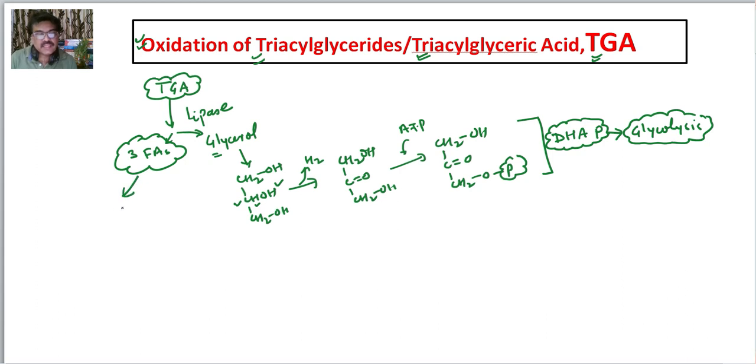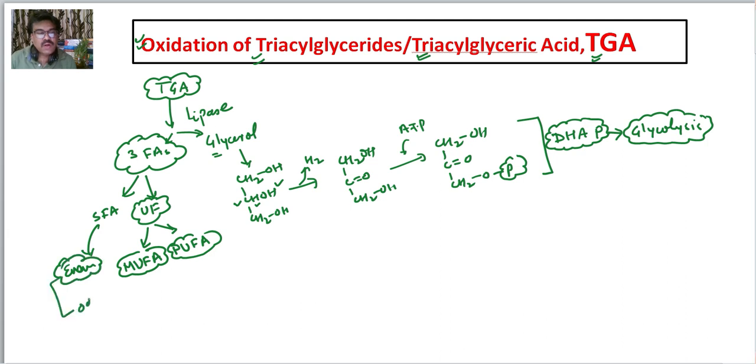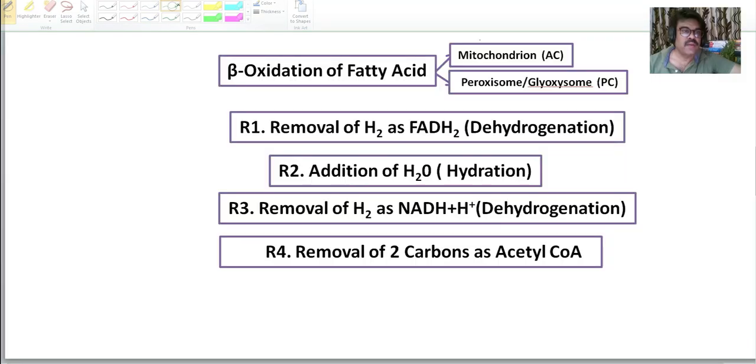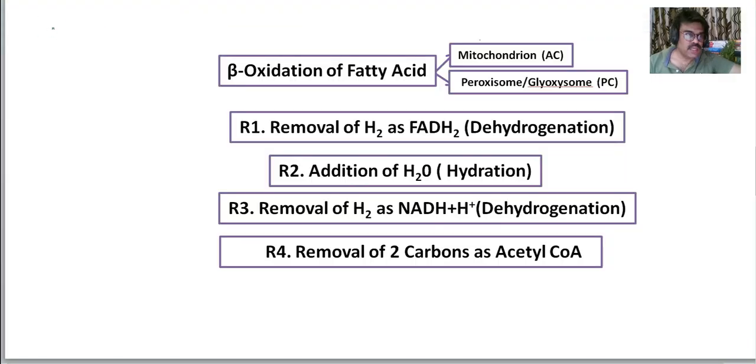We know that these fatty acids may be saturated fatty acids or unsaturated fatty acids. Unsaturated fatty acids we can further classify into monounsaturated fatty acids and polyunsaturated fatty acids. In today's video, we will discuss saturated fatty acids, the even chain or odd chain. So in today's video, we will discuss how saturated fatty acids of even chain are oxidized.